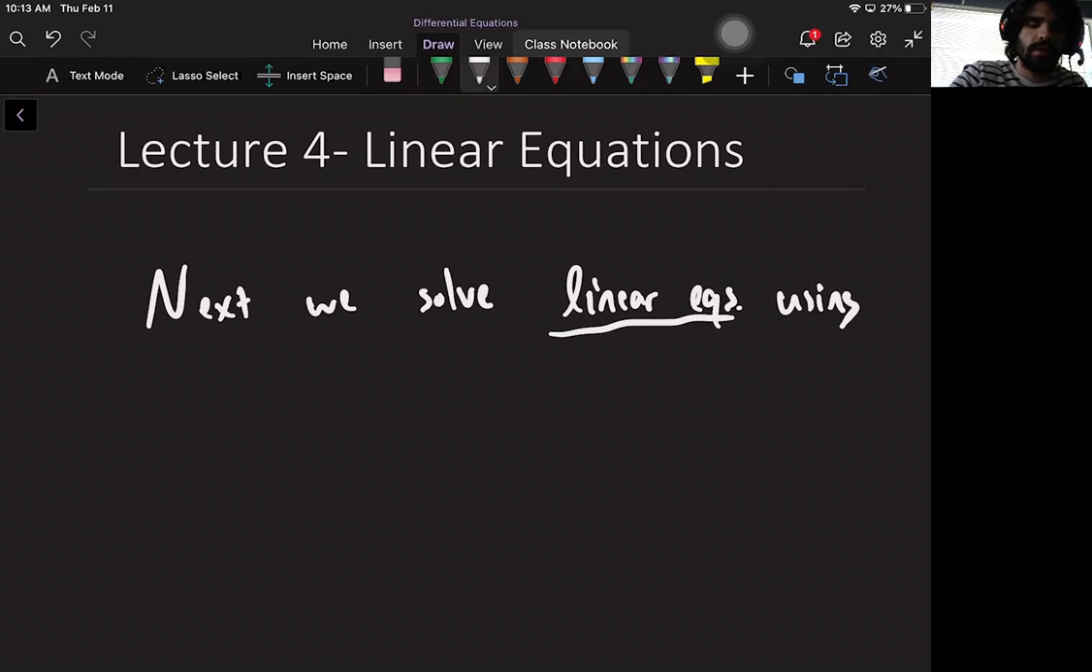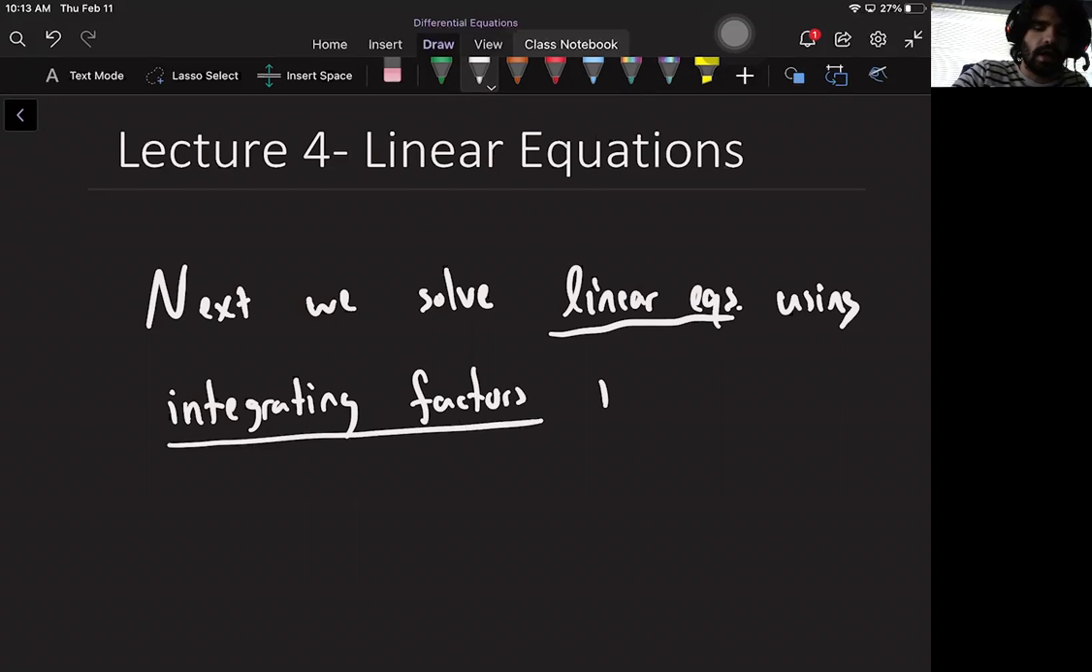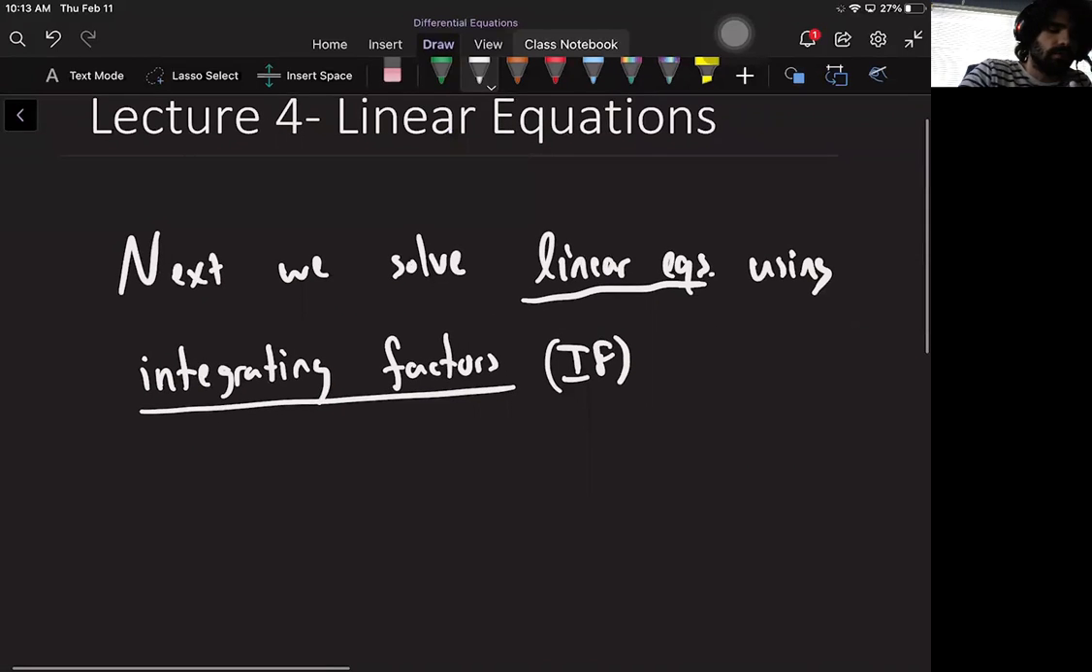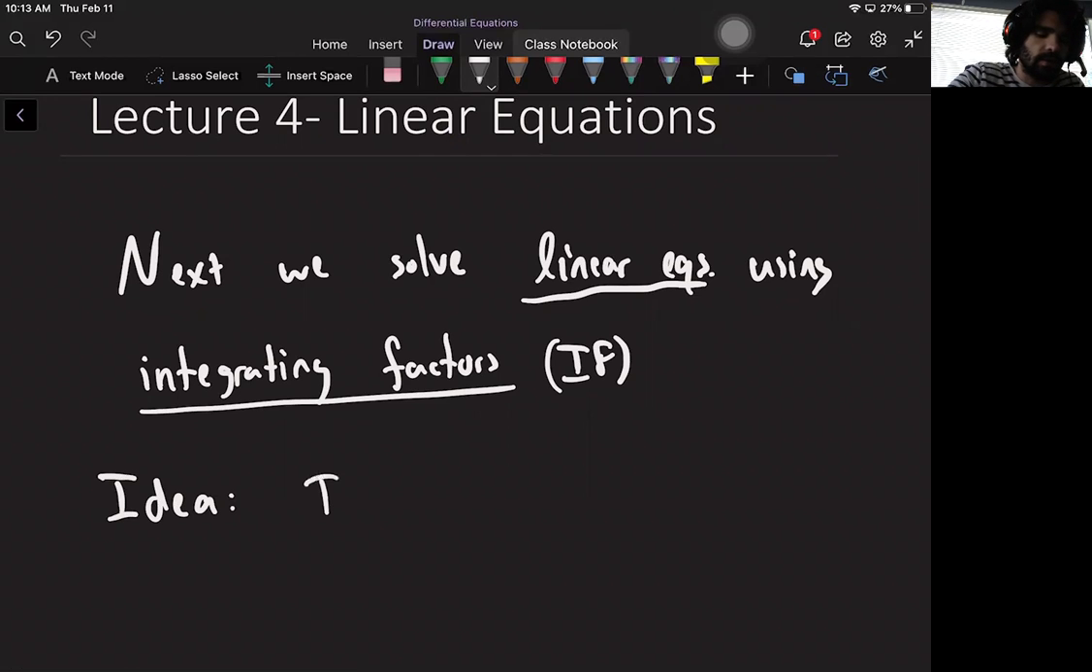using something very fancy sounding, something called an integrating factor, which I will abbreviate as IF pretty often because I don't want to keep writing it. The idea is very simple, very clever and simple. So let's compare it to something we know about.